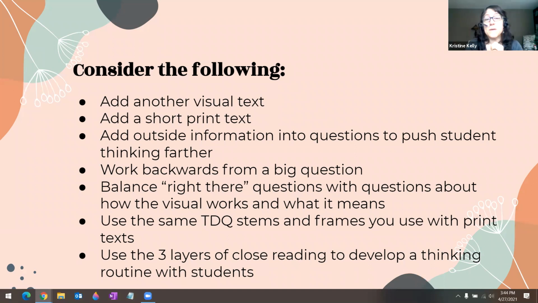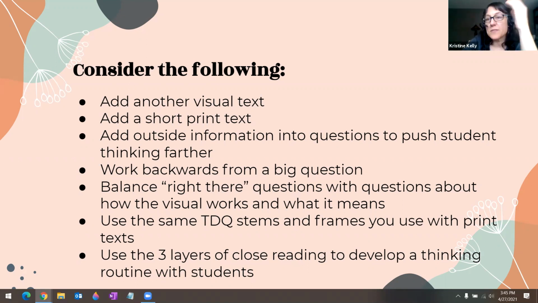Use the same text-dependent stems and frames you use with print text. I keep these in sheet protectors, where I've got my progression pyramid, and I've got all these different stems and frames for text-dependent questions that I just grab. It's the same ones that we use with text. Hold on one second, Ralu, that's a great question.